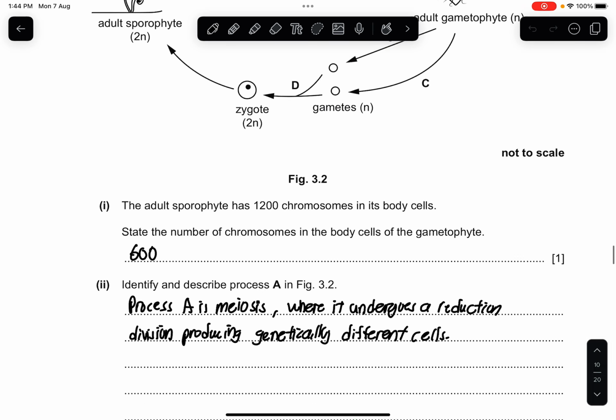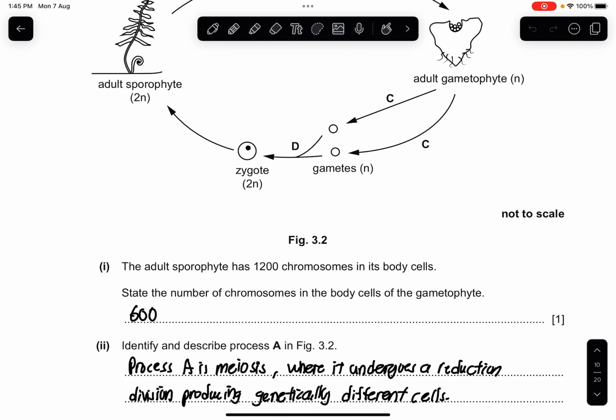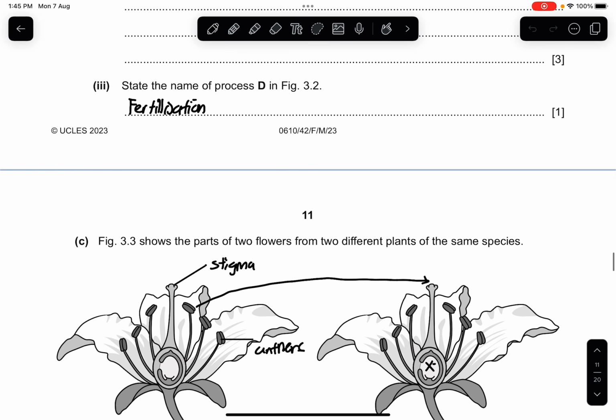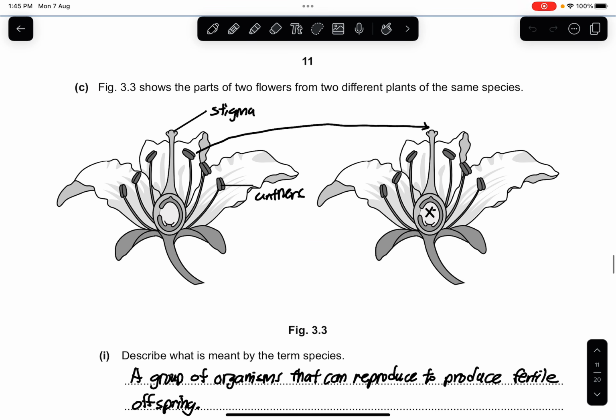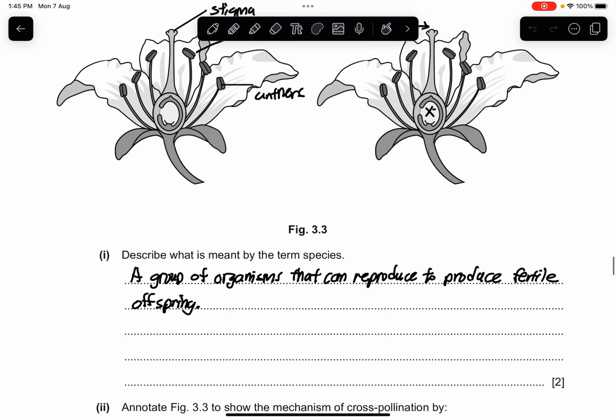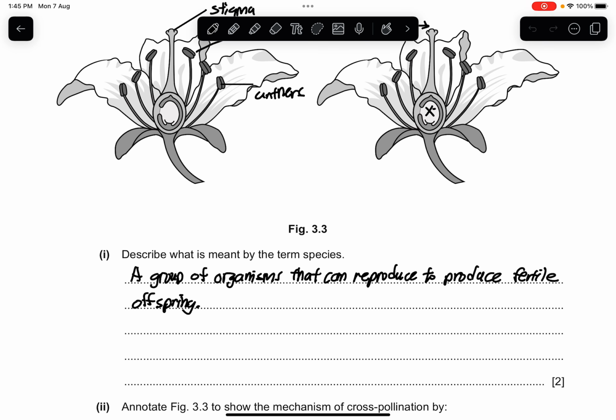And state the name of process D. Gametes to become zygote, and reproduction, it's fertilization. Okay, figure 3.3 shows part of the 2 flowers from 2 different plants of the same species. So this is technically kind of like self-pollination, cross-pollination maybe. They give you a clue here. So describe what is meant by the term species. So this is in chapter 1. You must know that species is a group of organisms that can reproduce to produce fertile offspring.